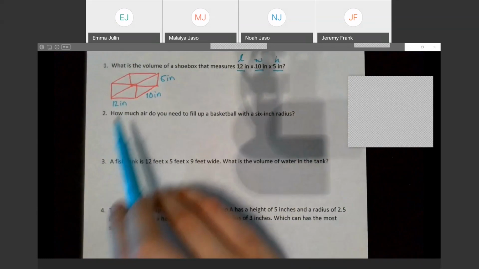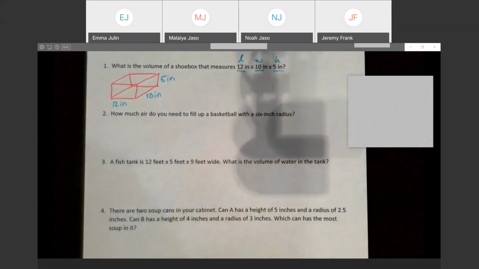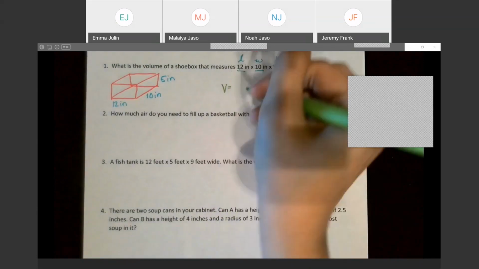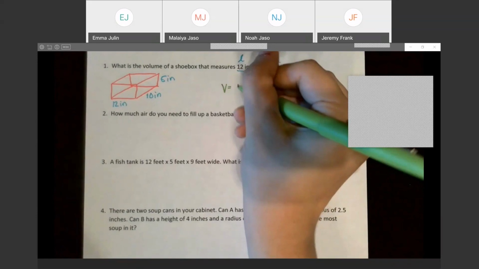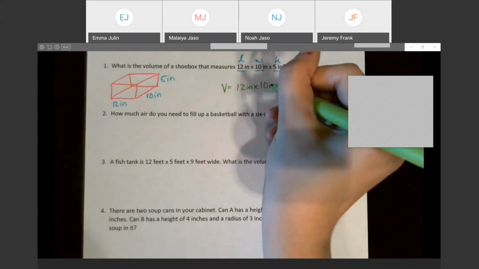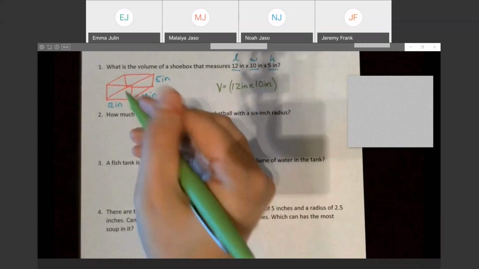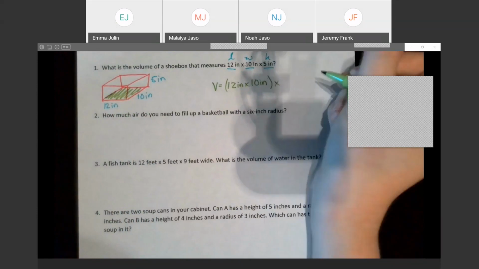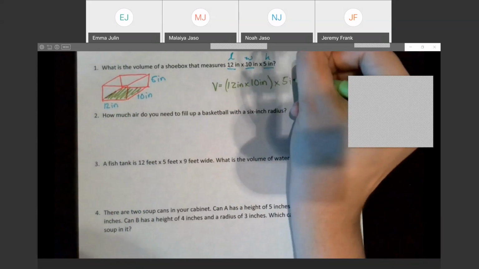So now that I have that picture drawn out, all you have to do is just multiply straight through. Your volume is equal to 12 inches times 10 inches, that would be your base of the shoebox, times 5 inches for your height.